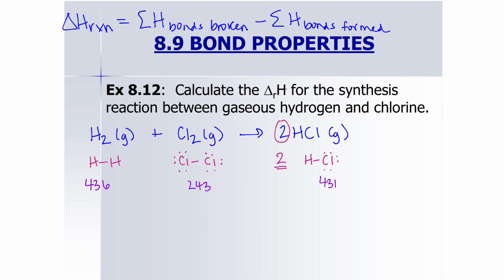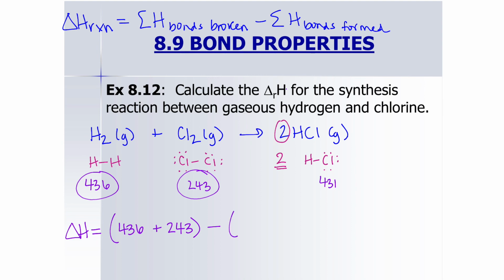Okay, so when I go to do my work, my delta H would be the sum of the bonds broken, which is this 1 hydrogen-hydrogen bond, so 436, plus this 1 Cl-Cl bond, minus the sum of the bonds formed. Now my bonds formed this time, it's going to be this HCl bond, so this 431, but remember, there are 2 of them in the reaction, so 2 times 431. So when I calculate that, I'm going to get negative 183.